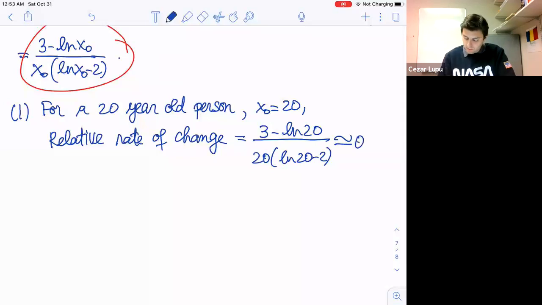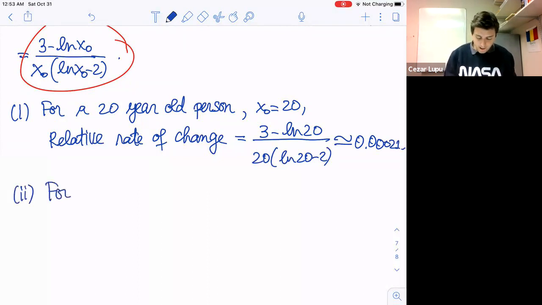Anyway, so this would be 0.001, whatever, 0.0021, whatever, anyway. And now the second one for a 50-year-old person.